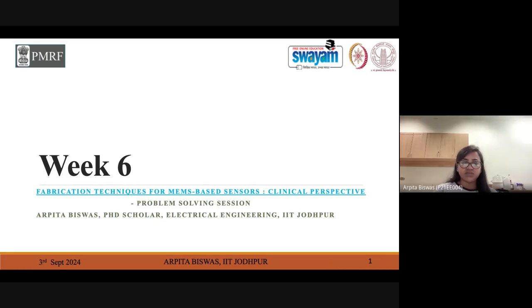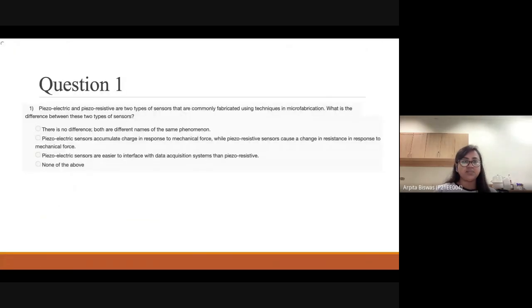So let's start the session. This is question number one. Piezoelectric and piezoresistive are two types of sensor that are commonly fabricated using the technique in microfabrication. What is the difference between these two types of sensor?